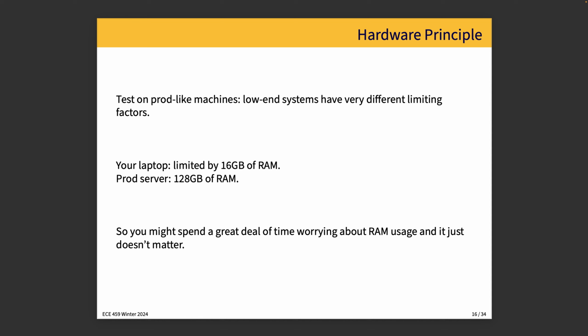Low-end systems can often have very different limiting factors. Your laptop might have 16 gigabytes of RAM, and that might be a limiting factor in the execution of the application, but the production server has 128 gigabytes of RAM, so RAM isn't an issue. And if you didn't pay attention to this difference, you might spend a lot of time trying to optimize for memory usage, even though it doesn't actually make any real difference once you get it into the production system, because there's more than enough memory there. But things can go the other way as well.